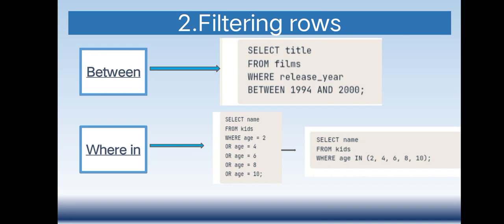So instead of writing all the ages of the kids, we will just write select name from kids where age IN (2, 4, 6, 8, 10). We use the IN operator, and the IN operator allows you to specify multiple values in a WHERE clause, making it easier and quicker to simplify multiple OR conditions.